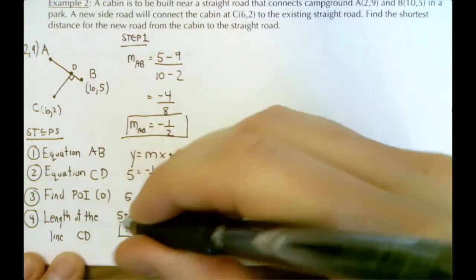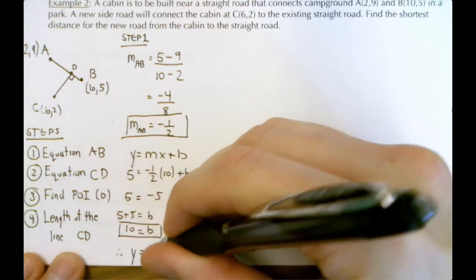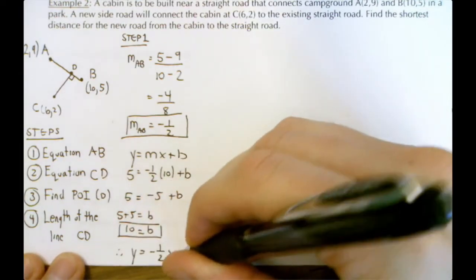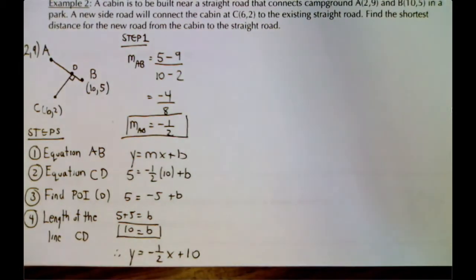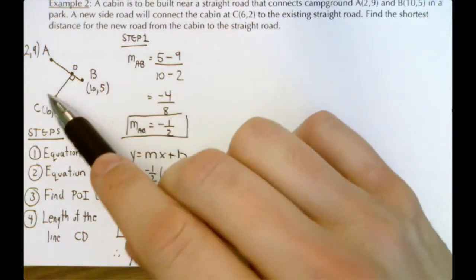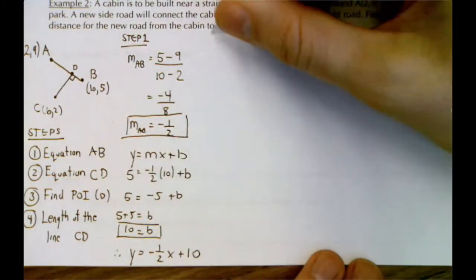Write the equation of our line. Therefore, y equals negative 1/2 x plus 10. So there's our equation of AB. Now we have to find CD. Step 2.